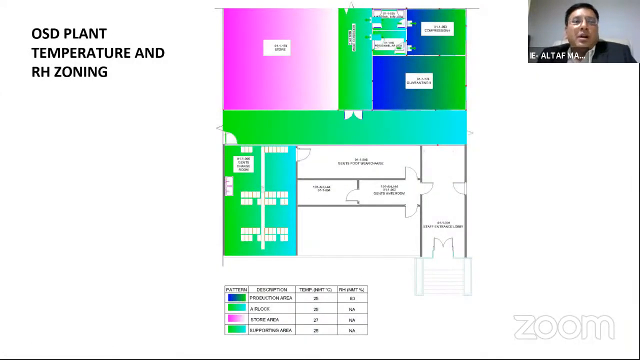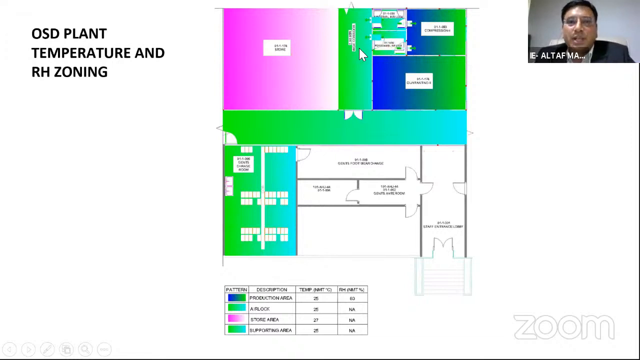This is an oral solid dosage temperature and RH zoning layout. You will see that the areas marked in blue as well as in green are the main process areas. These areas are generally designed at not more than 25 degrees centigrade and 60% humidity. Their immediate support areas, the personal airlock and material airlock, are designed only for temperature. Humidity you can mention as not applicable.